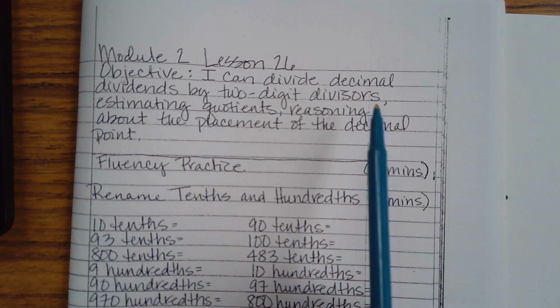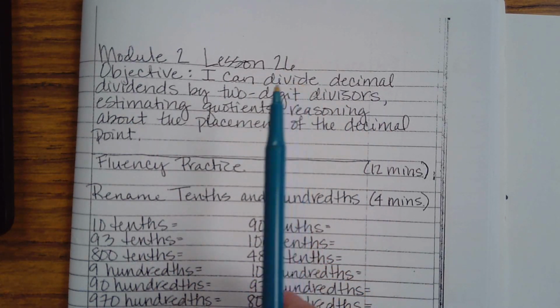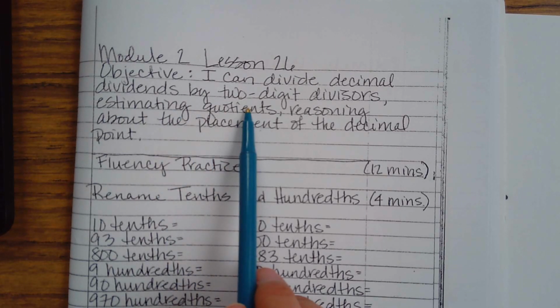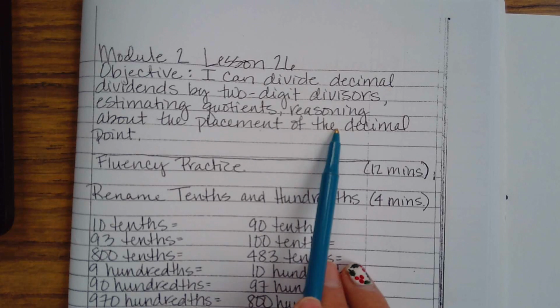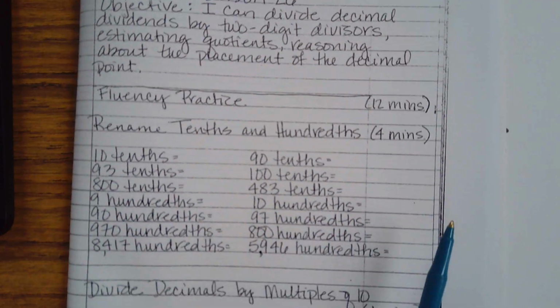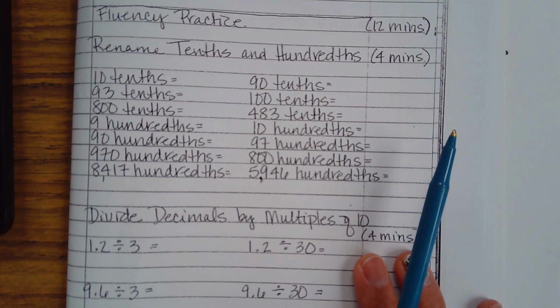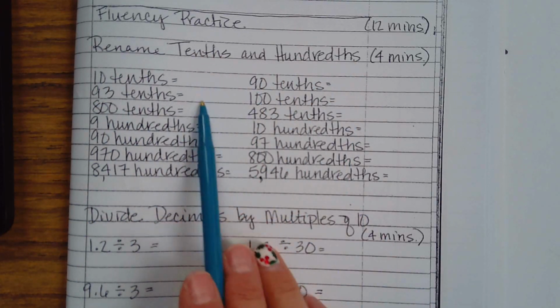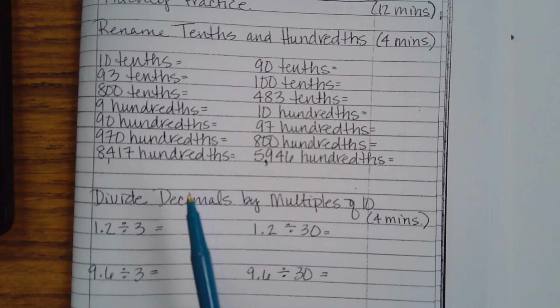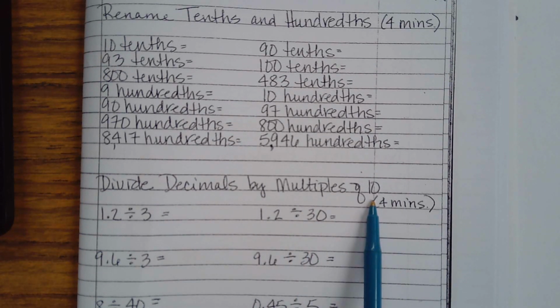So we're going to be focusing on estimating quotients, and we're going to be thinking about where we put that decimal point. All right, we're going to go ahead and start with our fluency practice. So you're going to rename the tens and the hundreds. You're going to write this in decimal form. Dividing decimals by multiples of 10: how do you move that decimal when you divide?